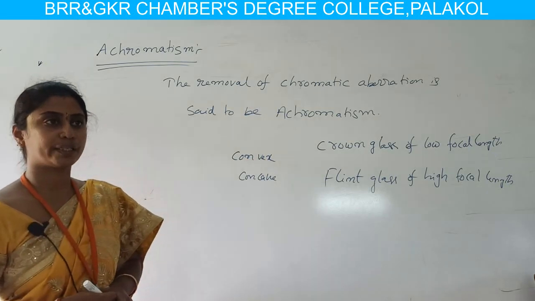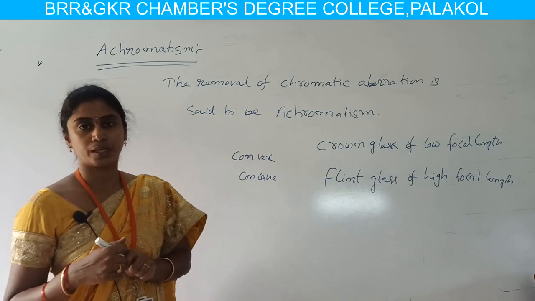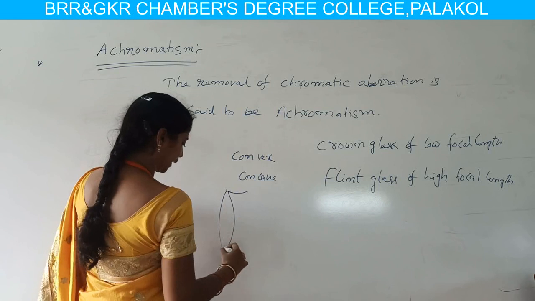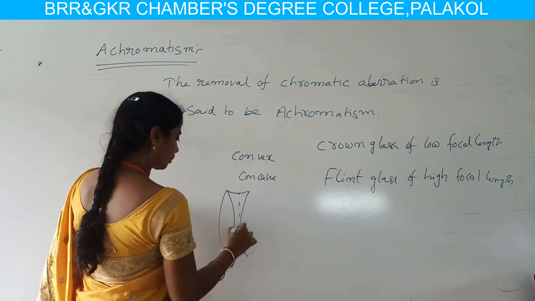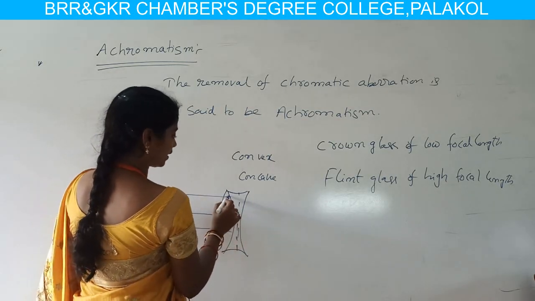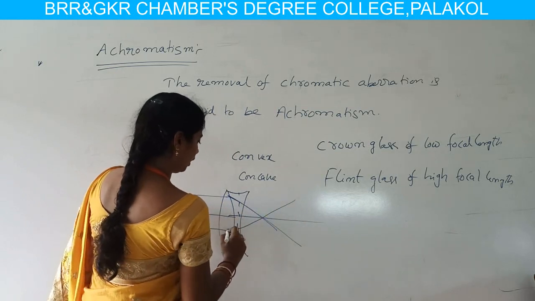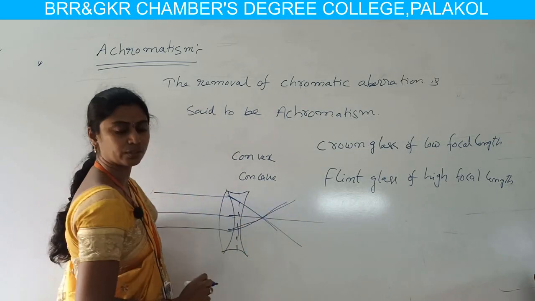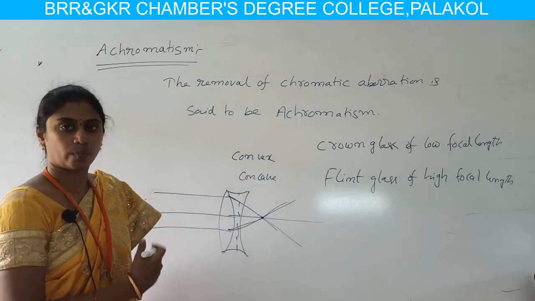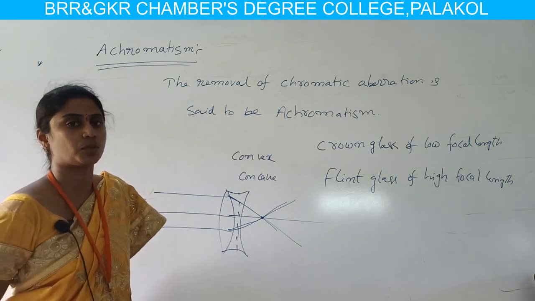By this achromatic doublet the colors must come to a single point, then we can remove the chromatic aberration. Considering this convex and concave combination as an achromatic doublet, whenever the light is passed through the lens, these colors come to focus. If we assume these are violet rays, and also red rays, they meet at a single point, hence we can eliminate the chromatic aberration. Hence the removal of chromatic aberration is said to be achromatism.